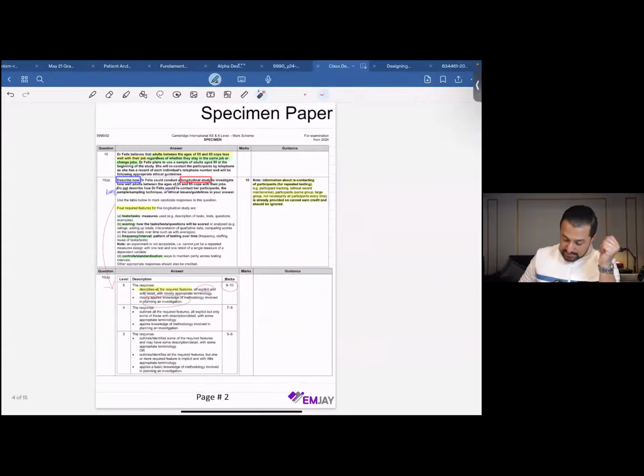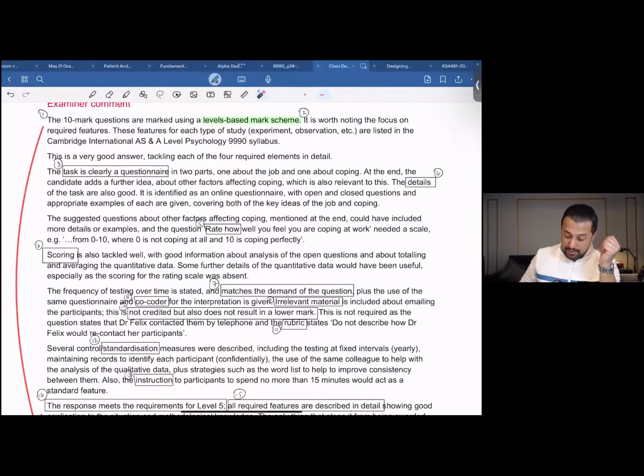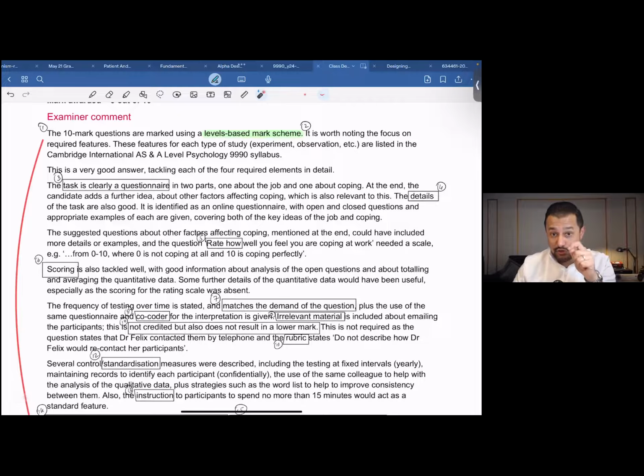So the 10 mark questions are marked using a level-based mark scheme. It is worth noting the focus on required features. These features for each type of study, that is an experiment, observation and so on, are listed in the Cambridge International AS and A Level 9990 syllabus. This is something I mentioned right at the beginning too. This is a very good answer, which I believe it is, tackling each of the 4 required elements in detail. Yes, there was a lot of detail over here as well.